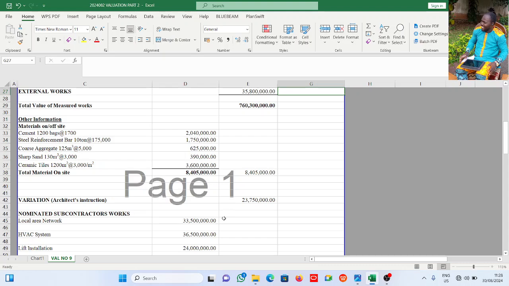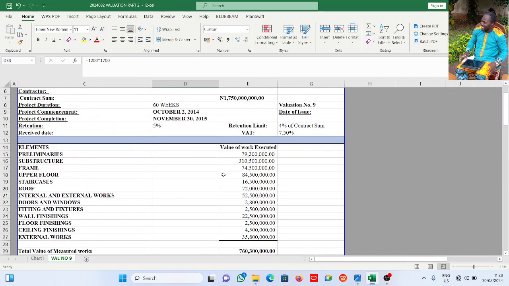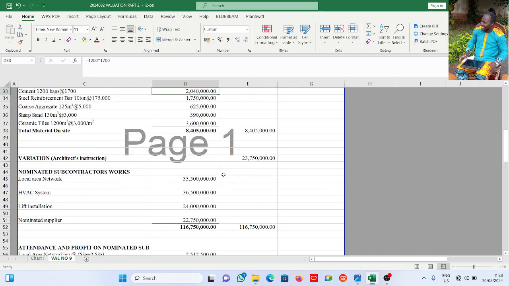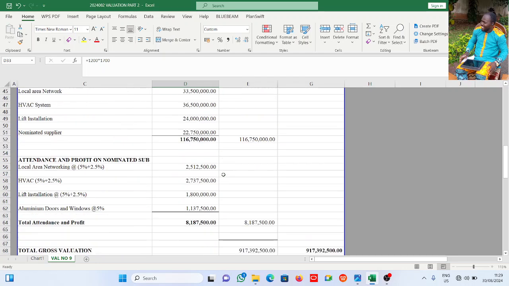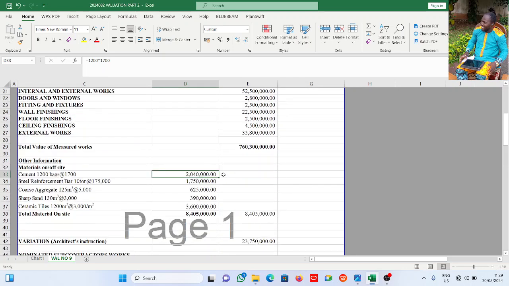I see other information. You see materials on and off site. It is there in the question, and we're told that cement, 1,200 bags, is for 17. This is what we have here: 1,200 times 17. Now this has to be presented for everyone to see. Every party to the contract has to see this clearly and understand every bit of it. That is the essence of it.